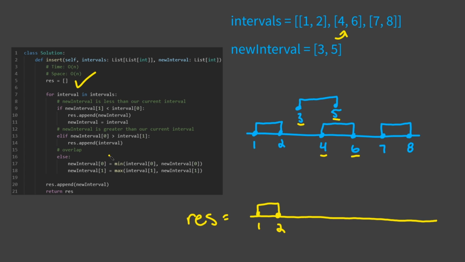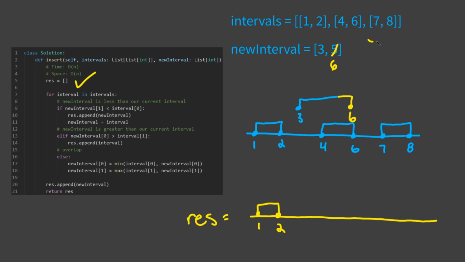And the way we take care of an overlap is by updating our new interval at the start and end. So the new start of our new interval is going to be the minimum between our current interval and our new interval starts. So the minimum between 3 and 4 is 3, so that stays the same. Now our endpoint is going to be updated to the max between the end of our current interval and the end of our new interval. And as you can see, 5 and 6, the max between these would be 6. So now our new interval is going to be 3 and 6. And we don't add that to our result array because there could still be overlap for other intervals.